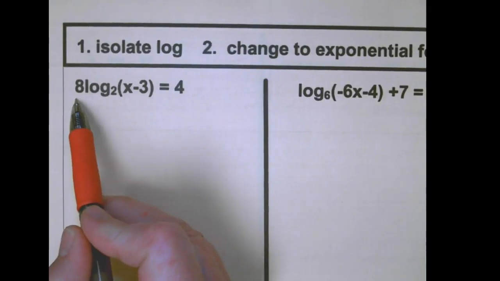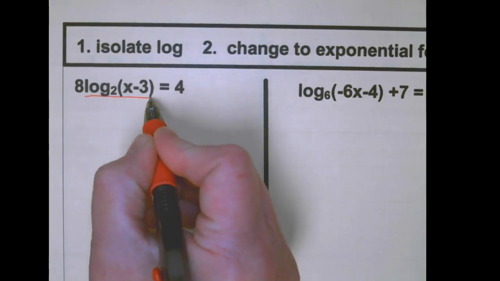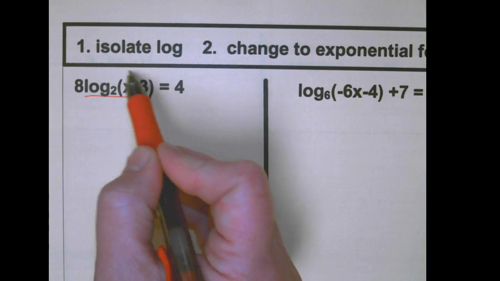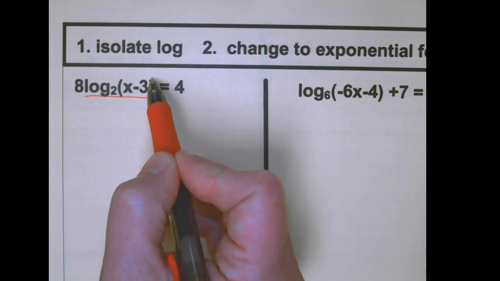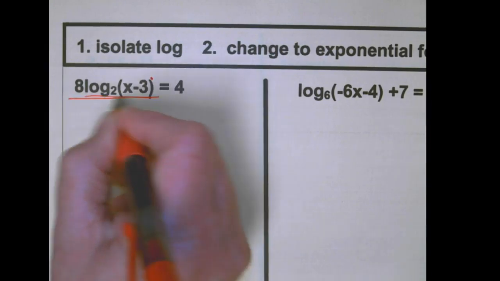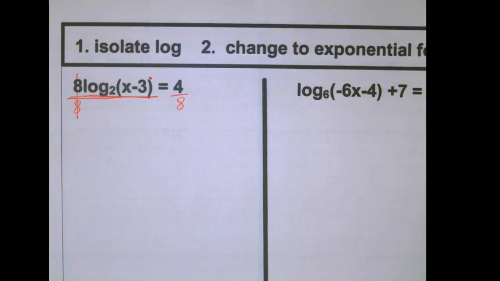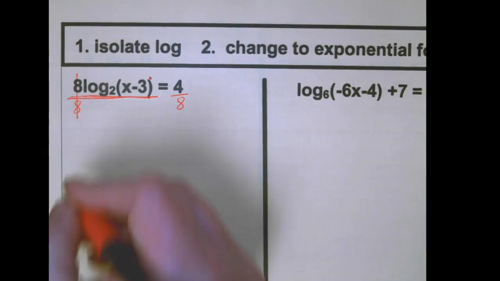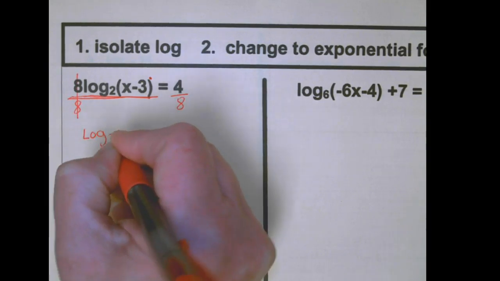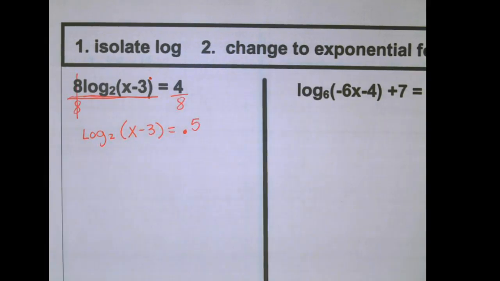In order to solve this problem, I am going to isolate the log and then change it to exponential form. I could use the power rule and bring the 8 back here as a power, but that's going to mean I've got to raise it to the 8th power, and then I'll have to get rid of an 8th power. It's easier if I divide both sides by 8 and cancel out the 8. Log base 2 of x minus 3 equals 1/2 or 0.5, whichever way you want to write it.